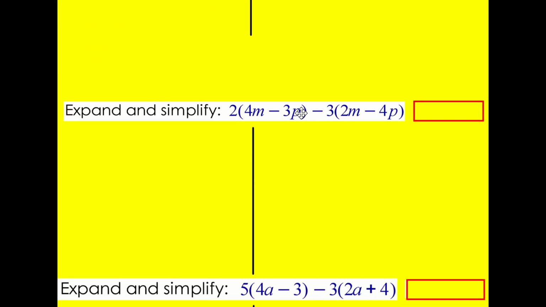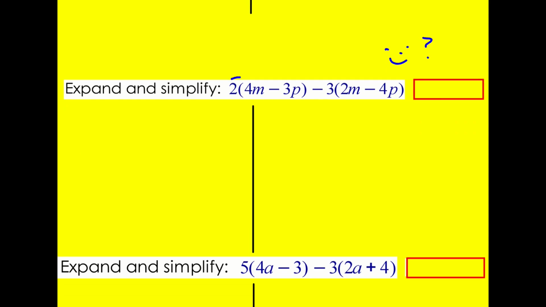Right, now with the negatives, can we deal with this? Okay, I've seen one example already. Right, let's go for it. We're going to get 8m minus 6p, and then it's going to be minus 6m. I'm doing it all in one go. I just think that is the best way. Just be careful. This is a double negative, so it becomes plus 12p.